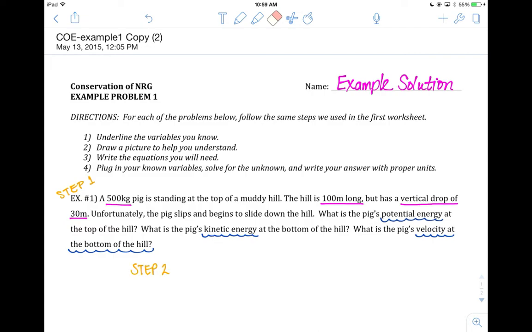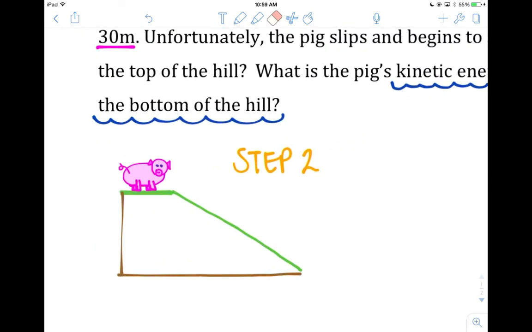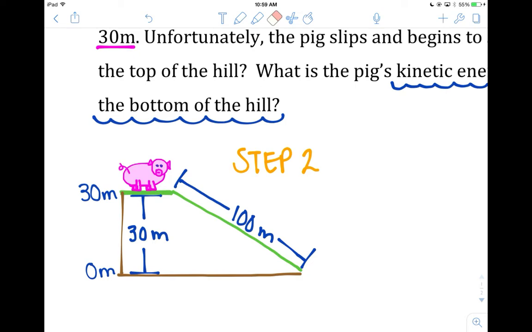Okay. Step 2 is to draw a picture of what's going on. So we have a pig at the top of the hill. Okay, we know it's 30 meters high, and we want to establish our 0. So I'm going to say that the 0 is at the bottom of the hill. 30 meters is the top of the hill, and we know that the hill is 100 meters long.